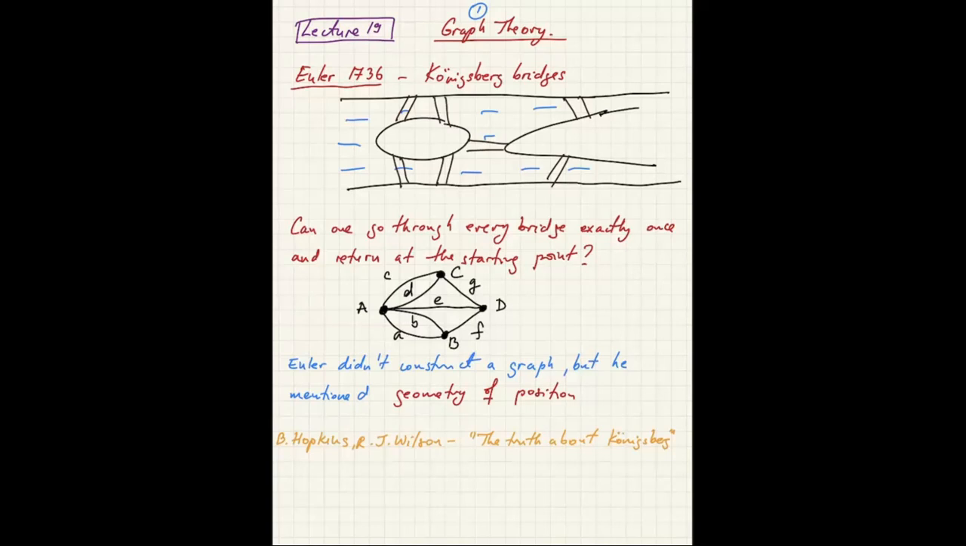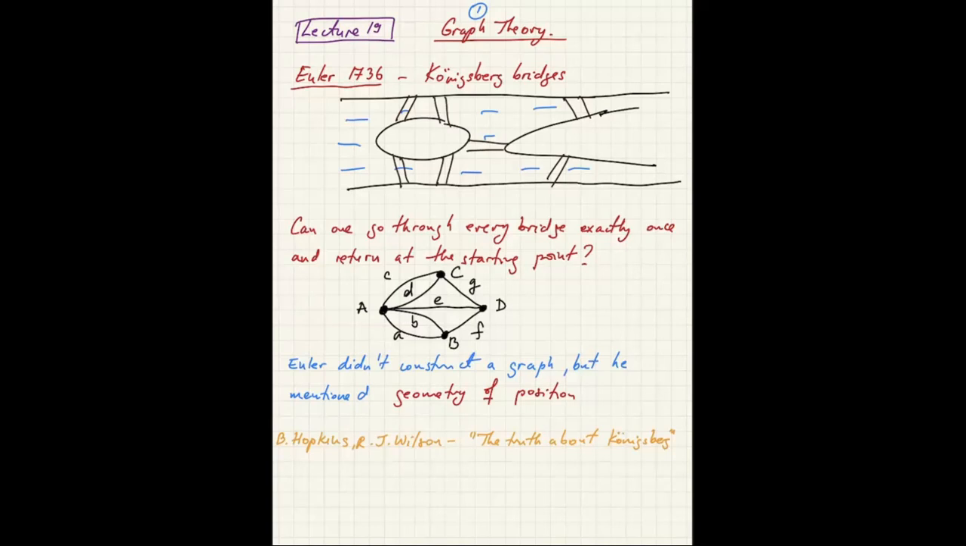Graph theorists are quite proud to state that this field started with the work of Euler. The paper that they refer to was written by Euler, or at least appeared, in 1736, and it deals with the Königsberg bridges.